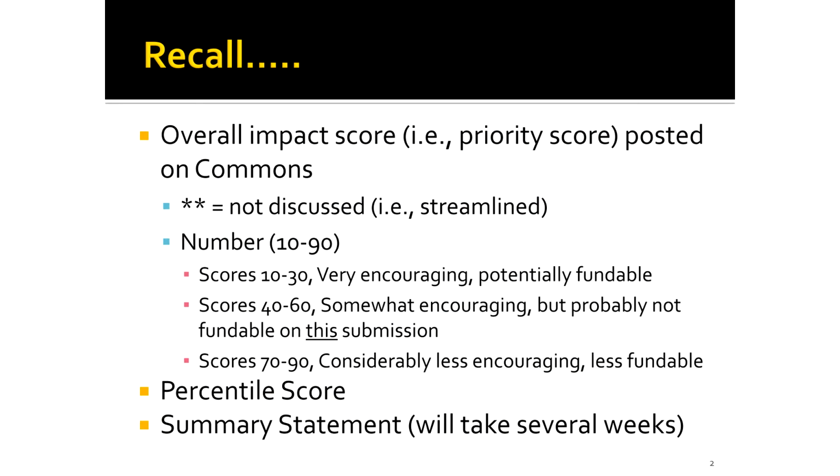And so the first thing you're going to see is your overall impact score. As we've mentioned before, this will be available to you on Commons fairly quickly after the grants are reviewed. If your grant was not discussed, you'll just see little asterisks or something in your score. So if you don't see a number, that tells you that your grant was not discussed. It was in the lower half of applications.